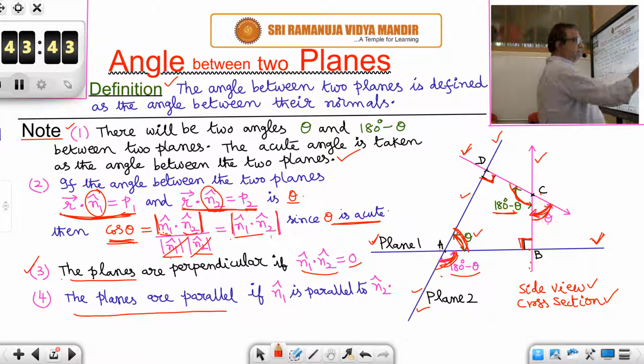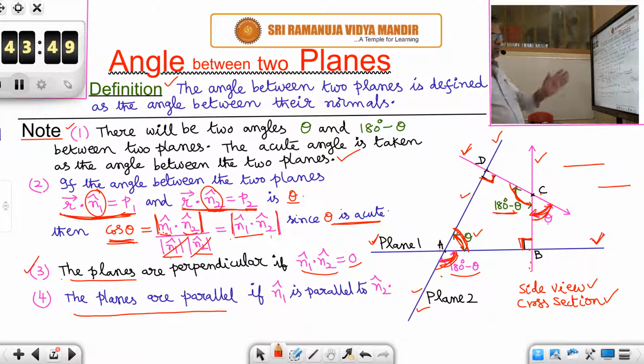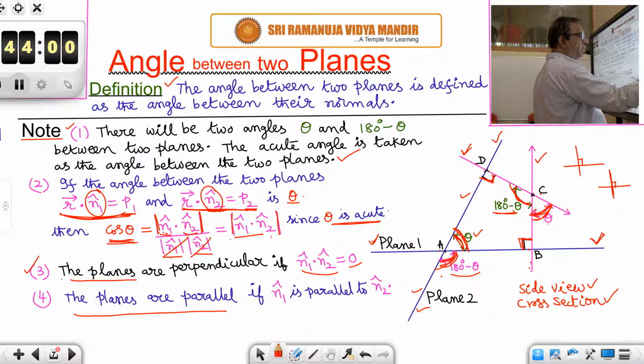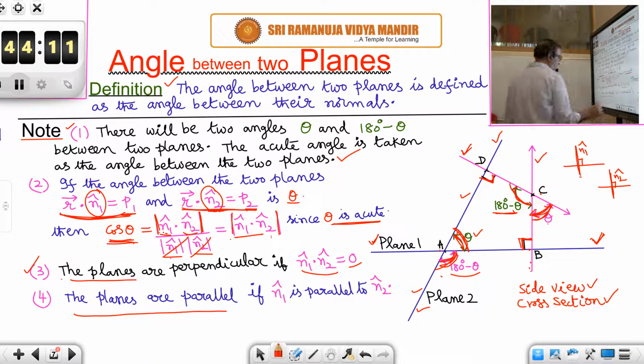Because suppose two planes, here I am drawing, two planes are parallel. We are seeing the edges of the planes, so they are looking like straight lines. Suppose these two are parallel planes, then their normals also will be parallel, is it not? This is the normal vector to the first plane, this is the normal vector to the second plane. So the normal vectors are n1 cap and n2 cap, unit normal vectors. They will also be parallel. So the planes are parallel if n1 cap is parallel to n2 cap. Planes are perpendicular if n1 cap dot n2 cap is equal to 0.